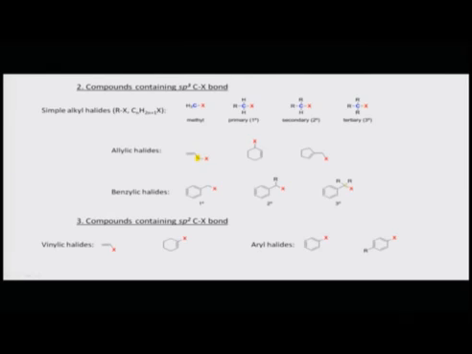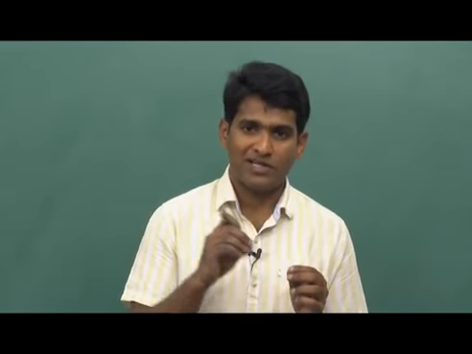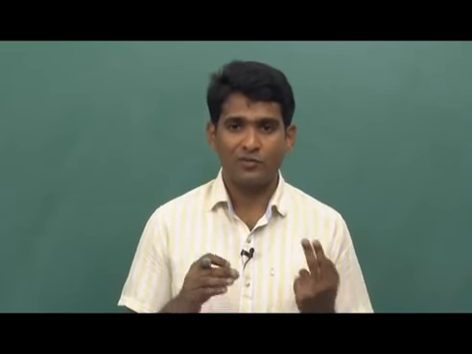Now, we would go ahead and talk about compounds containing sp2 C-X bonds. These are compounds where the carbon that is attached to the halogen is sp2 hybridized. We started off our discussion by saying that aromatic halogen compounds or haloarenes or aryl halides are those compounds where the halogen atom is attached to an sp2 hybridized carbon atom. But you already know that not all sp2 carbon atoms need to be in an aromatic ring.